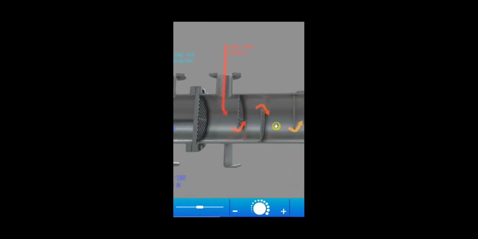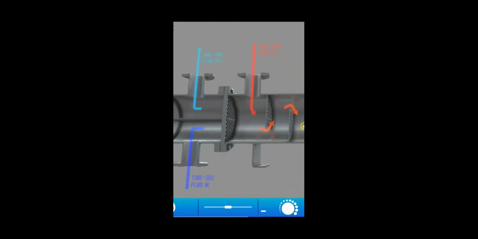Here, the tube side fluid inlet is this side and the shell side fluid inlet is this side. So your flow will be like this, cross type flow. You can say it is cross type flow.